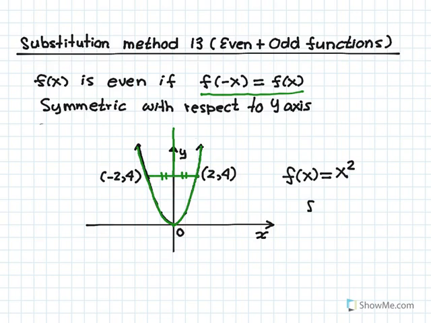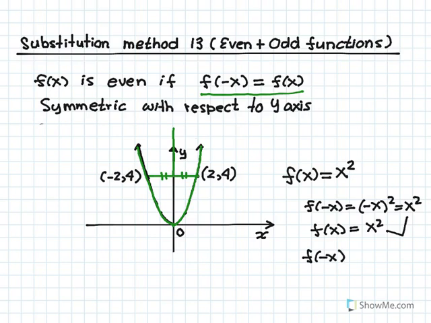Here we have f(-x) is equal to (-x) all squared. That's equal to x squared. f(x) is x squared. And we can see that we get the same answer. That means f(-x) is equal to f(x). So we have just shown that the function f(x) equals x squared is an even function because it satisfies this condition, f(-x) is equal to f(x).